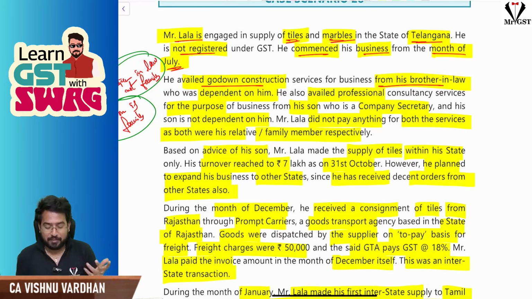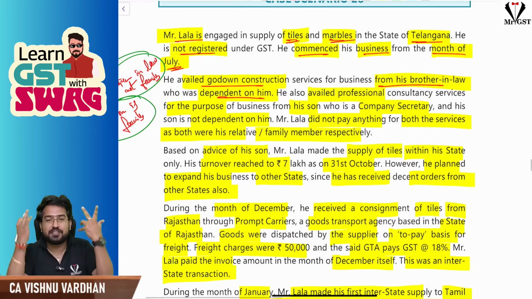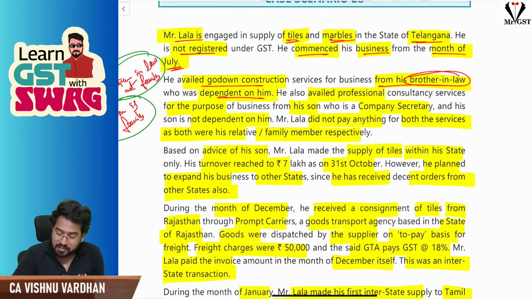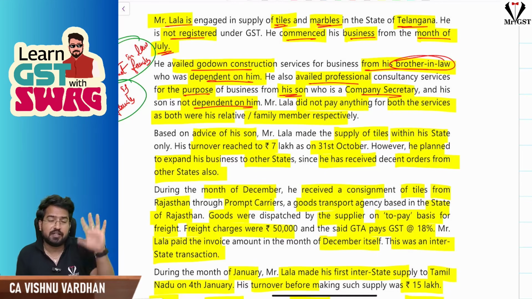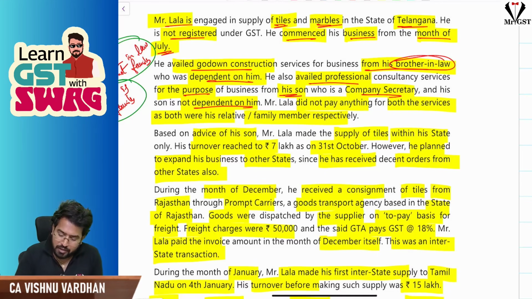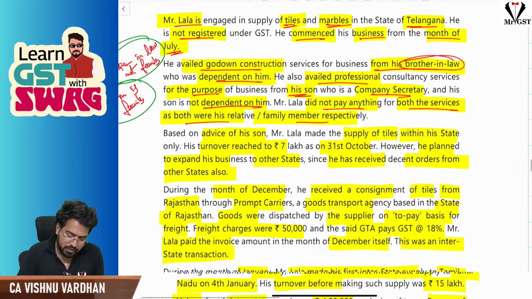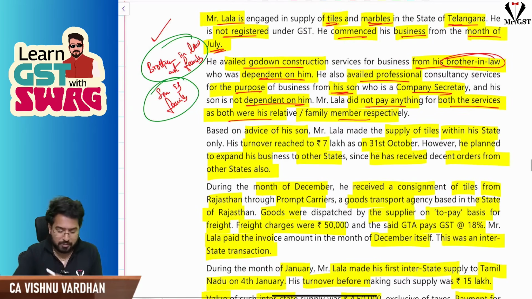So dependent on him, like that there is a word. So I immediately thought, yes, it is a supply, okay. But here it is brother-in-law. Brother-in-law is not at all a family. And he availed professional services for the business from his son, who is not dependent. Children are always family, whether they are dependent on us or not. He did not pay anything for both the services. Okay, so brother-in-law is not family even though dependent. Son is family even though he is not dependent.